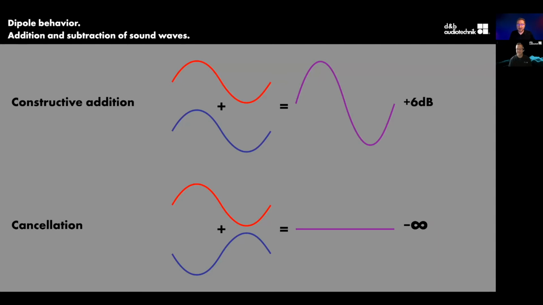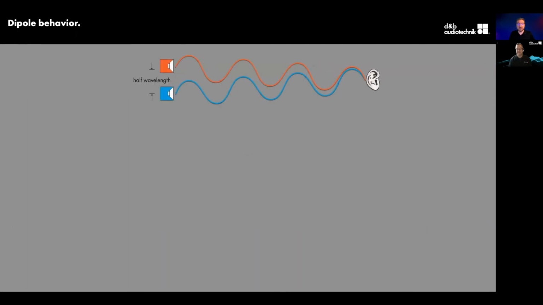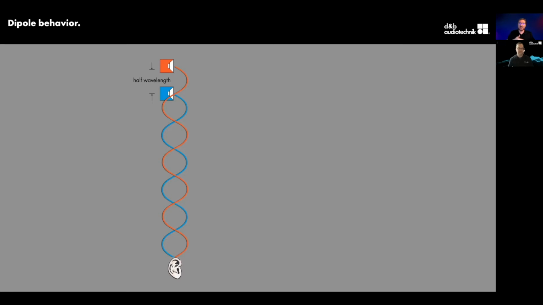The Q7 had two 10-inch low frequency drivers, and they were spaced a distance apart that allowed us to take advantage of this addition and subtraction of sound waves. So as an example of how a dipole behaves, we have two drivers spaced 1/2 wavelength apart, and the sound is arriving at our listener. And here we're getting a 6 dB boost. As we start going around to the side of the loudspeaker, we get to a point where we are 180 degrees out of phase from one loudspeaker to the other. So we get that cancellation in the direction of the dipole.